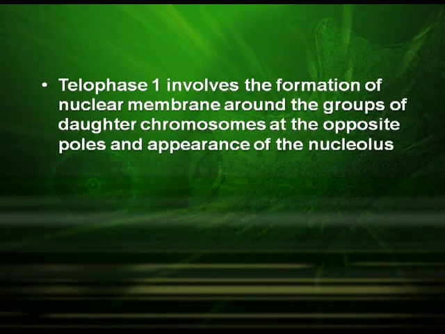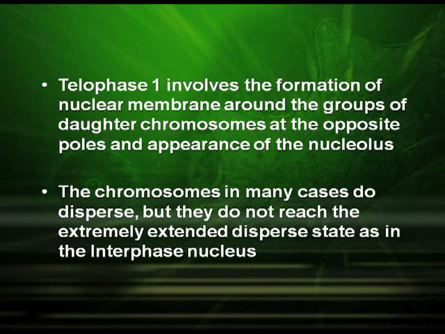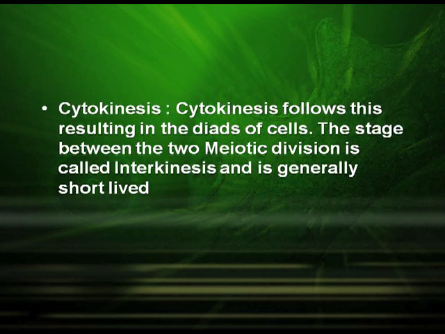Telophase 1 involves the formation of nuclear membrane by the endoplasmic reticulum around the groups of daughter chromosomes at the opposite poles and the appearance of the nucleolus. The chromosomes in many cases do disperse, but they do not reach the extreme extended dispersed state as in the interphase nucleus. Cytokinesis follows this, resulting in a dyad of cells.